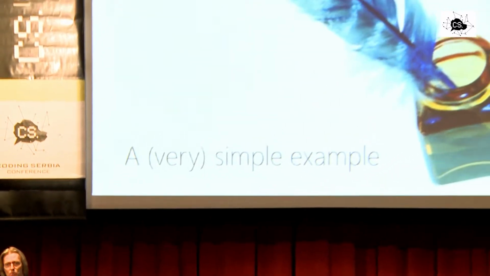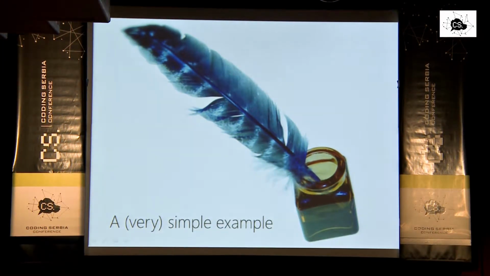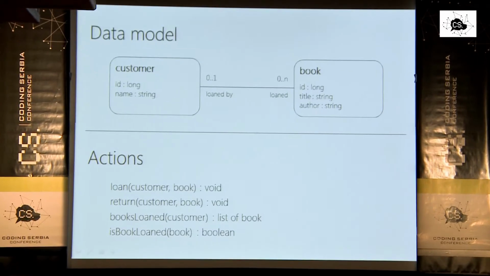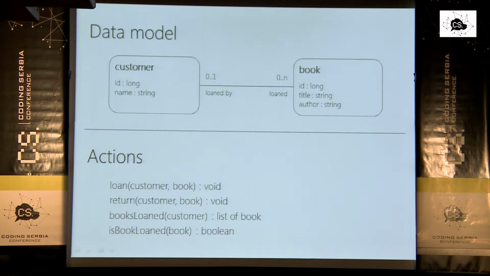And what does it mean for us as developers? I said this has some consequences, but which consequences does it have? So let's start with a very simple example. So the most simplistic one I was able to come up with to give you an idea what it means to work with those BASE transactions. It's a very simple library example. So we have some customers, some books. Customers can loan books, books can be loaned. We have 4 actions here. So you can loan a book, you can return a book, and you can ask which books are loaned by a customer, and you can ask if a book is loaned. That's it. So two mutating actions, 2 read-only actions.